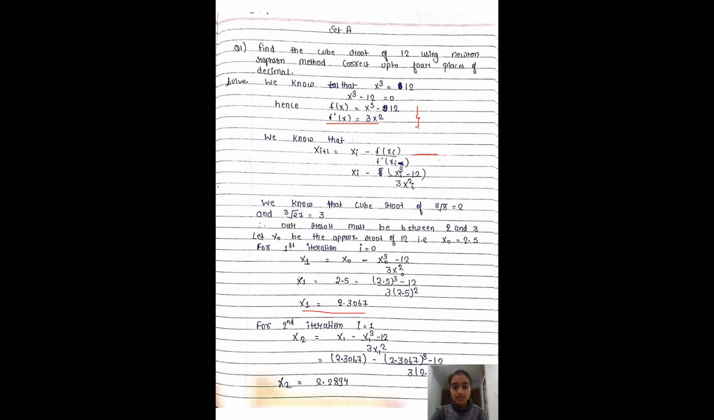Similarly, for the second iteration, we put i is equal to 1. So x2 is equal to x1 minus (x1 cube minus 12) divided by 3 x1 square. Here we put the value of x1 in this formula and get this equation. After calculating this, we have the value of x2 is 2.2894. Then this is our second iteration.